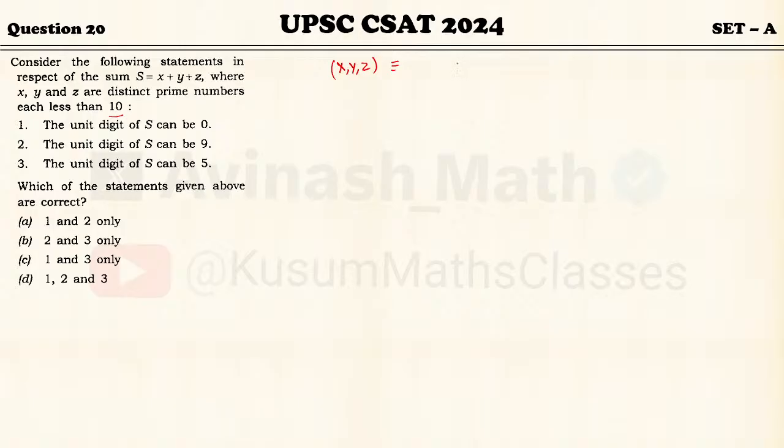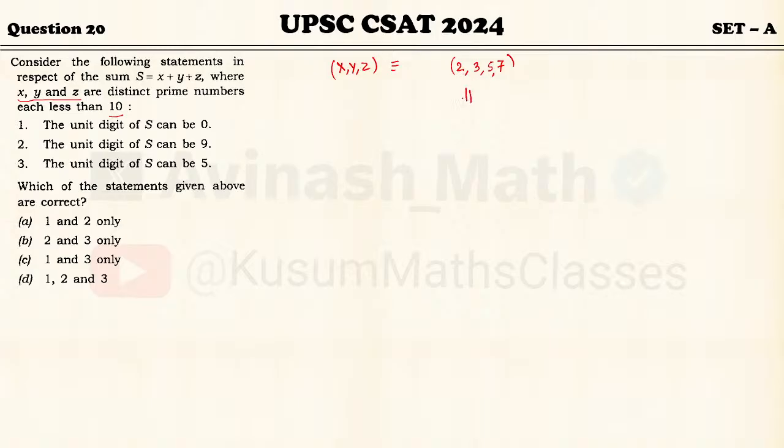2, 3, 5 and 7, right? So you have to actually make 3 distinct prime numbers. 3 distinct prime numbers. So there are 4 prime numbers less than 10, that is 2, 3, 5 and 7.